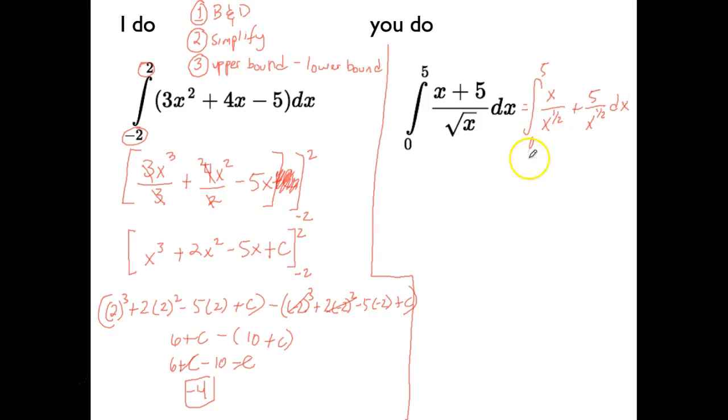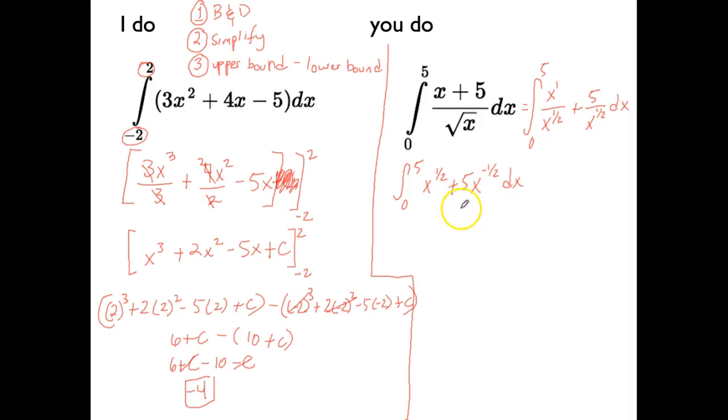We can do that. Okay, now I have not taken an integral. I haven't boosted and divided or anything. I am still simplifying it. 0 to 5. These can go together. Remember, when they're dividing, you subtract the exponent. So 1 minus a half leaves us with x to the half. And this one I can move to the top. So plus 5x to the negative half dx.